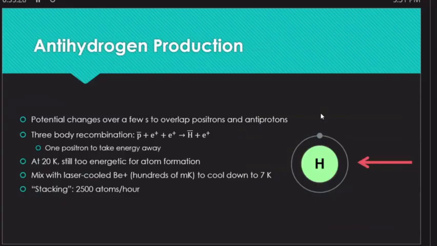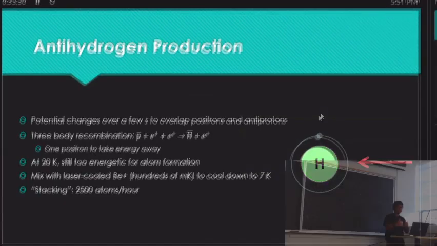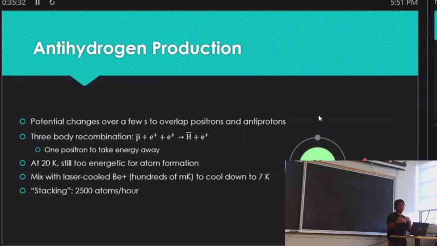How do we make antihydrogen? We overlap those potentials for a few seconds to bring them into contact, and we use a process called three-body recombination. We have a p-bar and two e-pluses, and they make antihydrogen and another e-plus. There are two positrons because the idea is that the two positrons collide off of each other, and one of them takes most of the energy away, because it's hard for an energetic positron to settle into an atom.